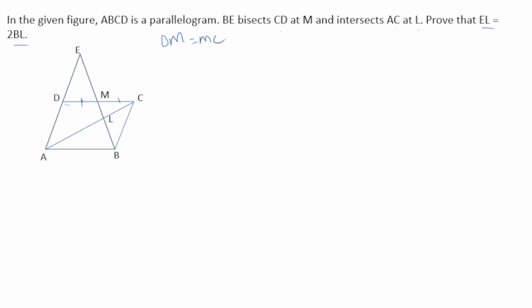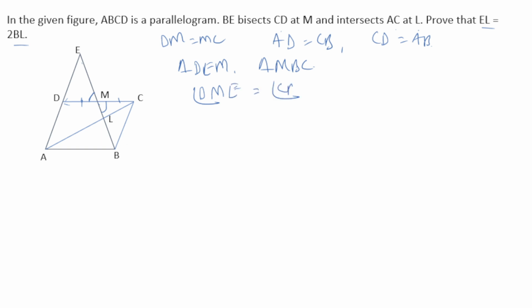Okay. So, in a parallelogram, opposite sides are equal. So here AD is equal to CB and CD is equal to AB. Right. Now, we will compare triangle DEM and triangle MBC. See here, angle DME is equal to angle CMB. These both are vertically opposite angles.